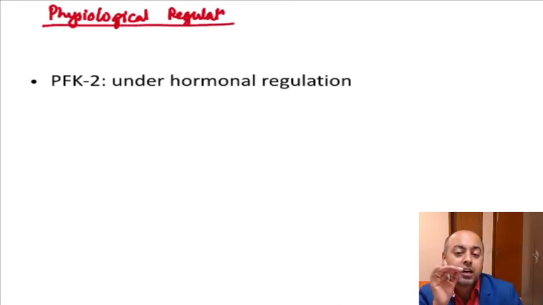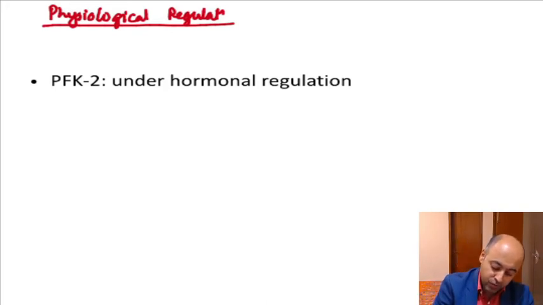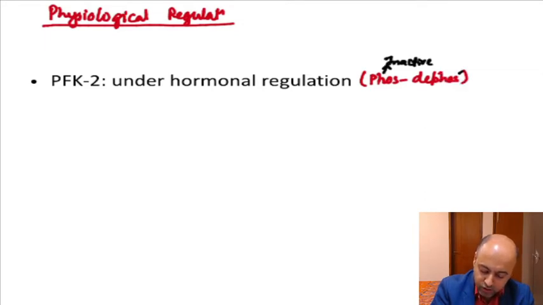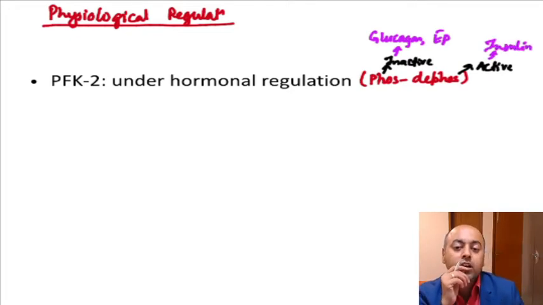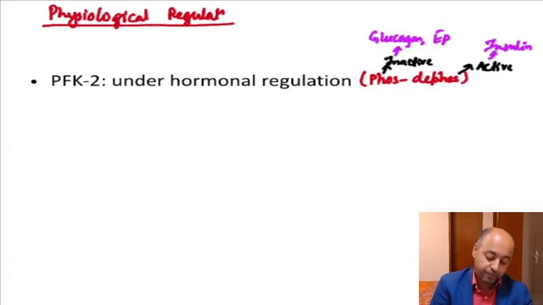So what you have to remember, hormonal regulation acts on PFK2. How? By phosphorylation, dephosphorylation. In case of phosphorylation, it is inactive. When it is dephosphorylated, then it is active, meaning the inactive form will be from the glucagon or even epinephrine, whereas the active form will be due to the insulin. Hormone regulation is acting via PFK2 through the mechanism of phosphorylation and dephosphorylation.